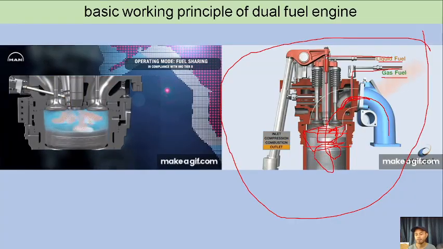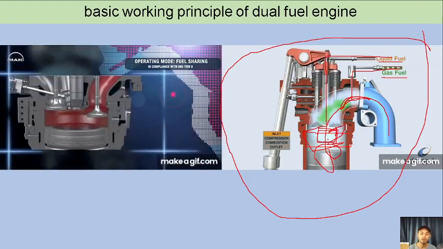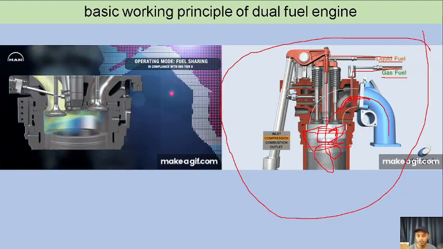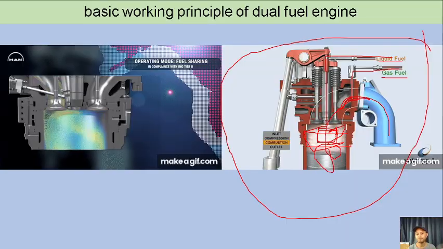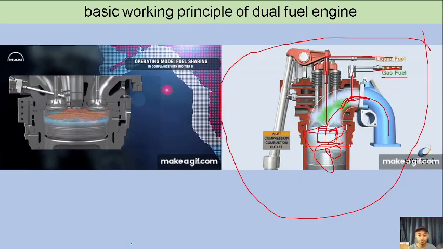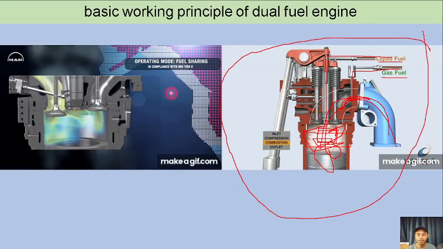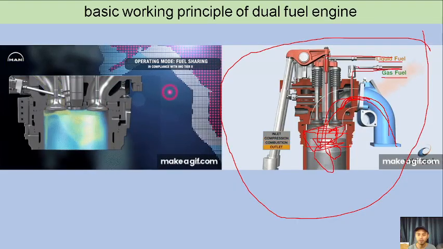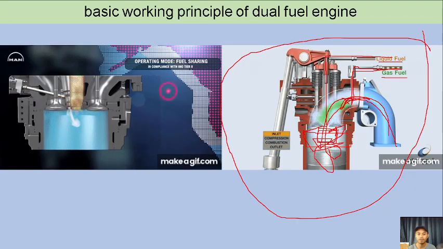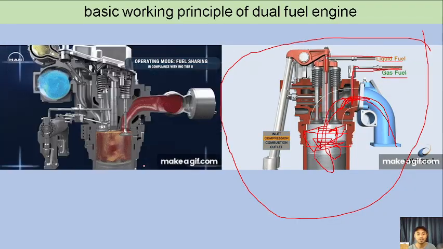So after that, power stroke. There will be combustion, and then the power stroke will be made, and after the power stroke will be the exhaust stroke. So the only difference is during the intake stroke, air enters with a combination of the gas fuel. So that's how it works.